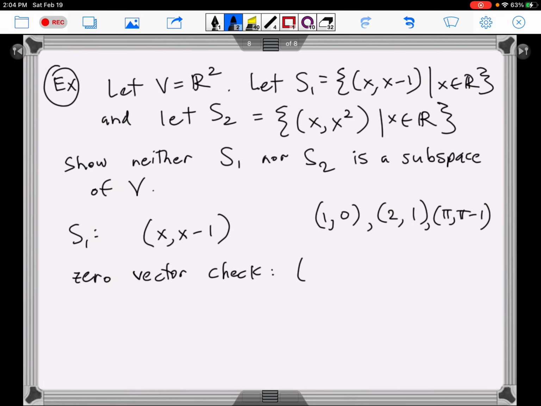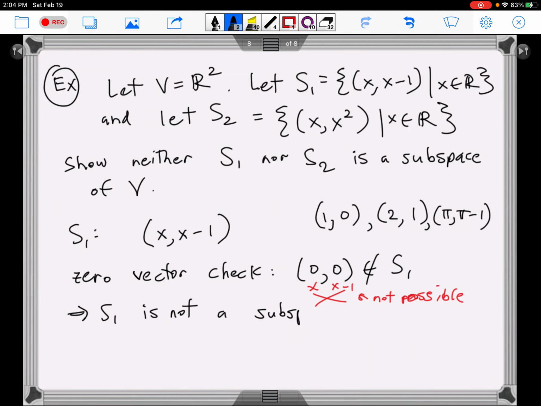No, because 0, 0 cannot be inside of S1. And the reason why is that if 0, 0 were in S1, then that would mean that this would have to be x, and this would also have to be x minus 1, which is impossible, right? It's not possible. So that means we're done. S1 is not a subspace. It fails the zero vector check. Okay.